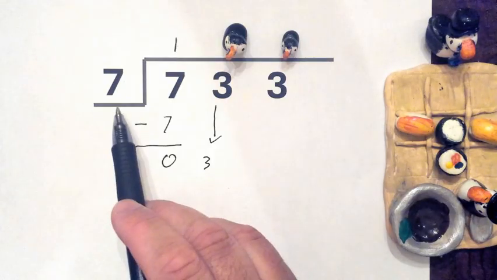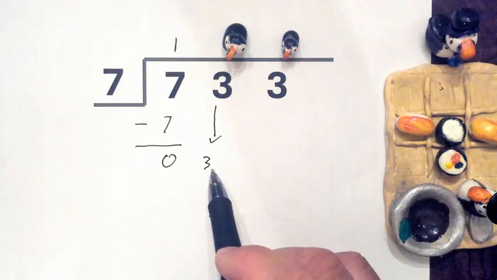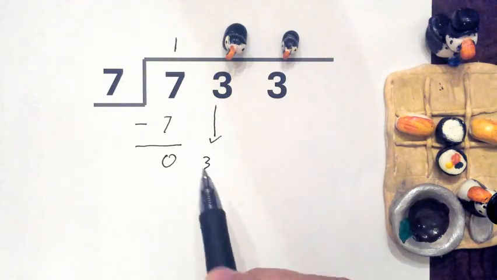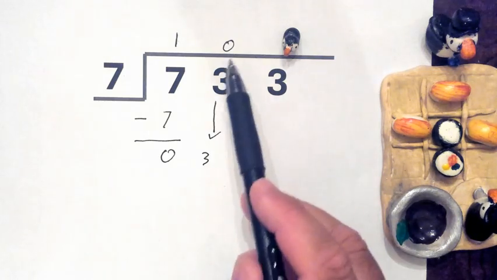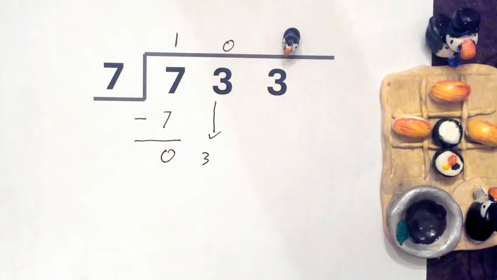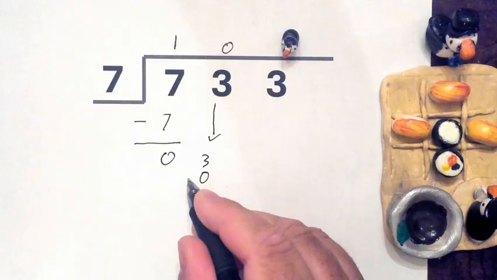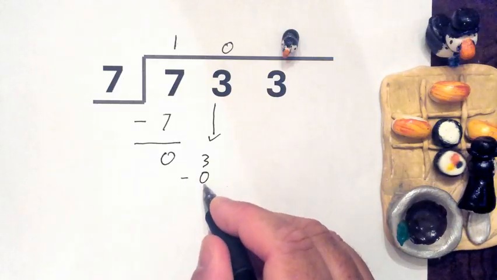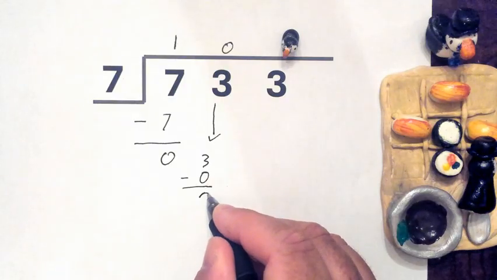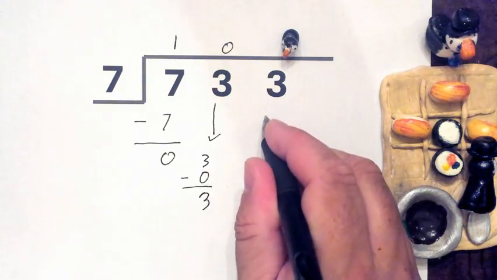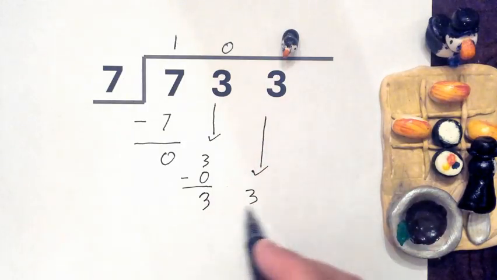3 divided by 7 doesn't work. 7 is too big, it doesn't go into 3. So the next number would be 0. Then multiply. 0 times 7 is 0. Subtract. 3 minus 0 is 3. We're going to bring down this 3. So now you have a 33.